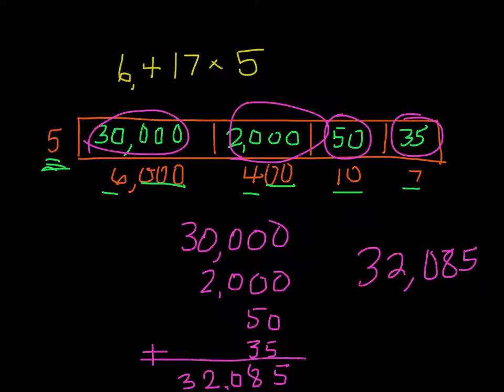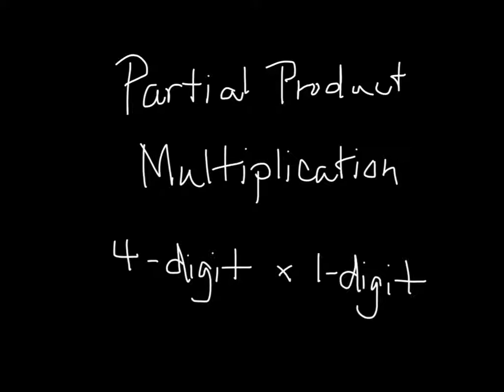Hopefully after this video you realize that multiplying a 4-digit number by a 1-digit number is a free ride if you can use the partial product strategy to multiply a 3-digit number by a 1-digit number. This has been a lesson on using the partial product strategy for multiplication of a 4-digit number by a 1-digit number.